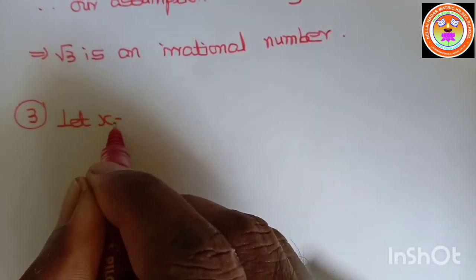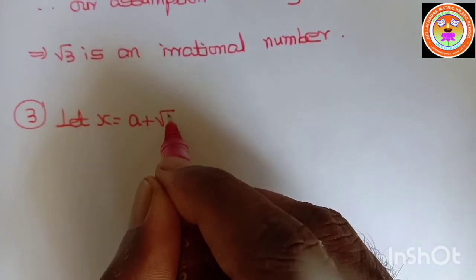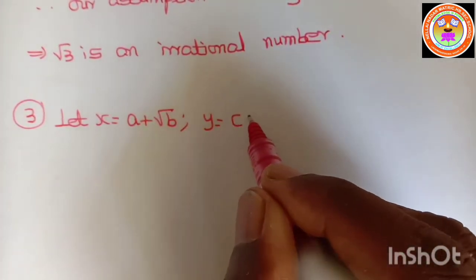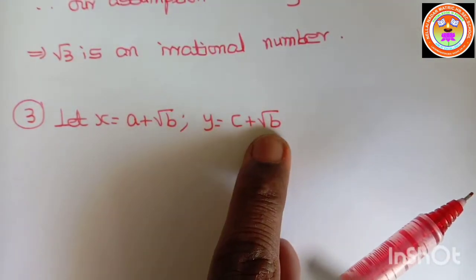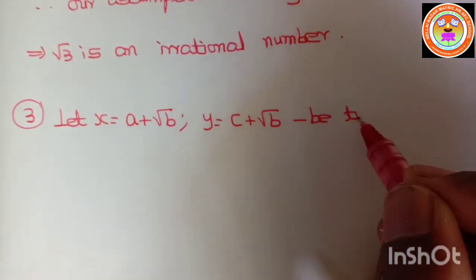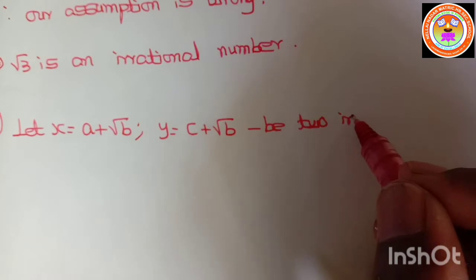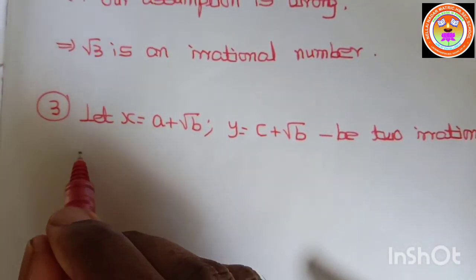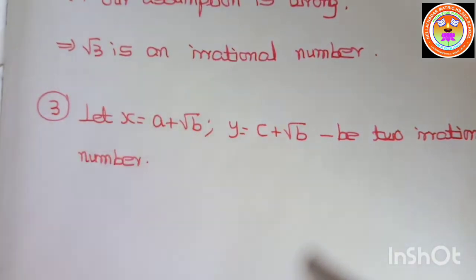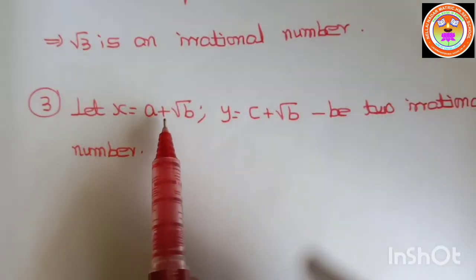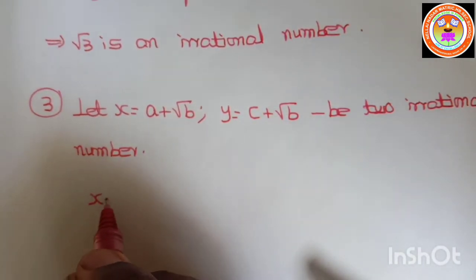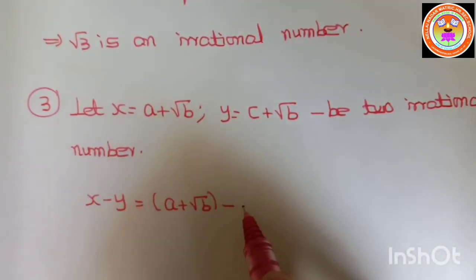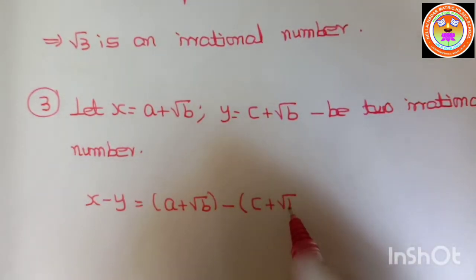So question number 3, you take two irrational numbers. Let x equal to a plus root b, one irrational number, and y equal to c plus root b, another irrational number. The given question is the difference. We subtract these two, x minus y: a plus root b minus c plus root b.